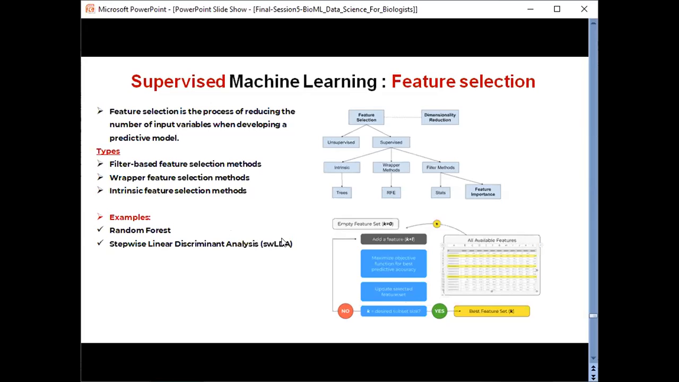The difference between feature reduction and feature selection is that feature reduction takes all the features and generates new features or new dimensions, while feature selection only ranks important features. So you can understand which features are important in a particular data set.